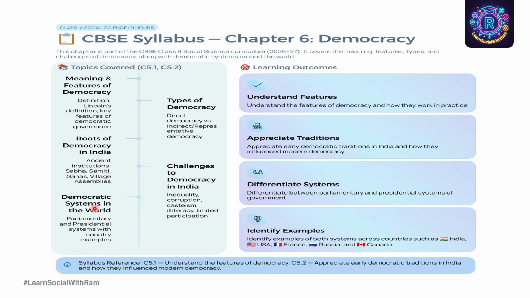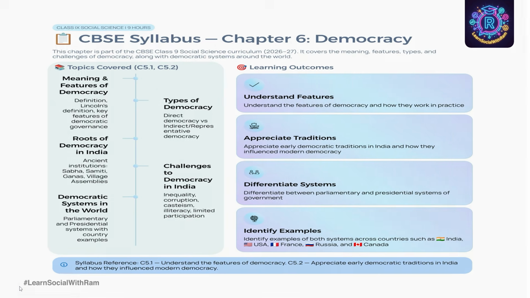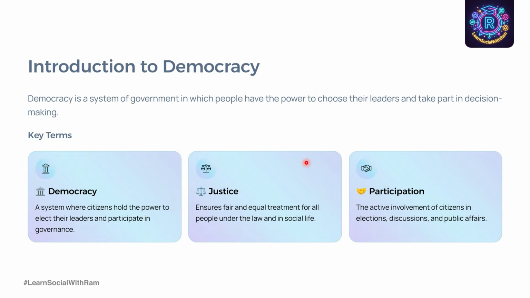Then we will try to understand the democratic system in the world by understanding the differences between both parliamentary as well as presidential system with country examples. Then we will try to understand the various challenges to democracy in India. It could be inequality, corruption, casteism, illiteracy as well as limited participation. Why wait? Let us begin the chapter. First, let us try to understand what is democracy.